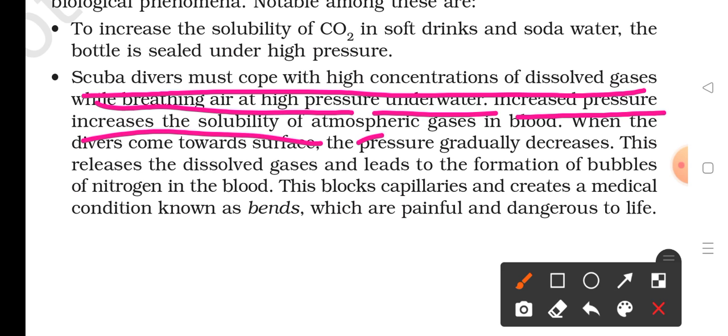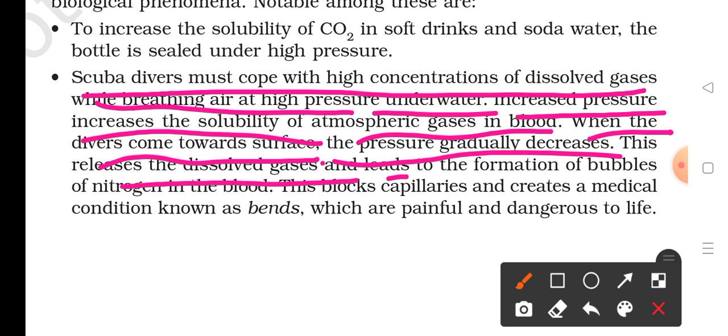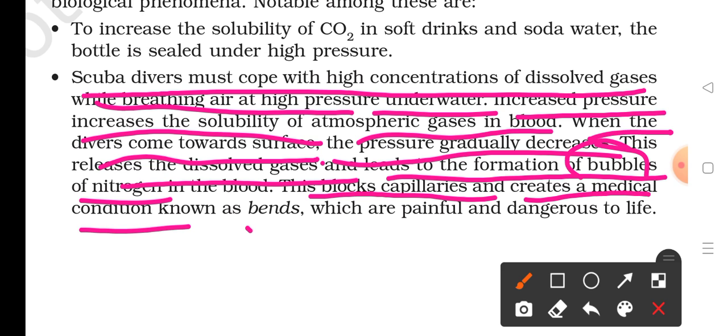Okay, in the blood, and when the divers come towards the surface, when they are coming back, the pressure gradually decreases, and this releases the dissolved gases and leads to the formation of bubbles of nitrogen. And due to the formation of bubbles of nitrogen, what happens? These block capillaries and create a medical condition which is known as bends.